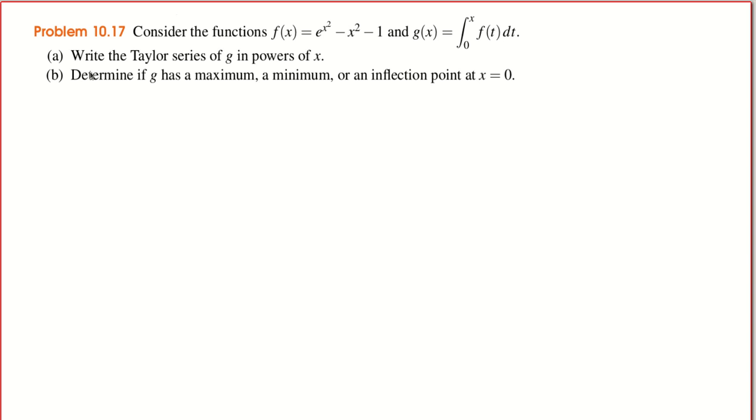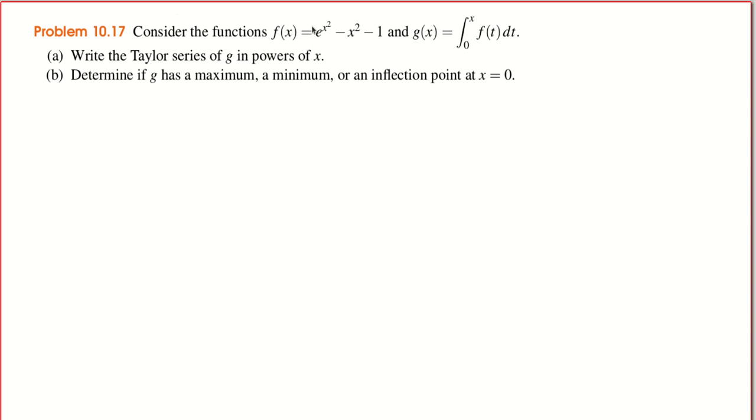In this problem, we first have to write the Taylor series of this function g, which is defined as the primitive of another function, this function here, right? We have to write the series in powers of x. And finally, we have to determine what is the local behavior of the function near the point x equal to 0, whether this is a maximum, a minimum, or an inflection point, according to the Taylor series that we find.